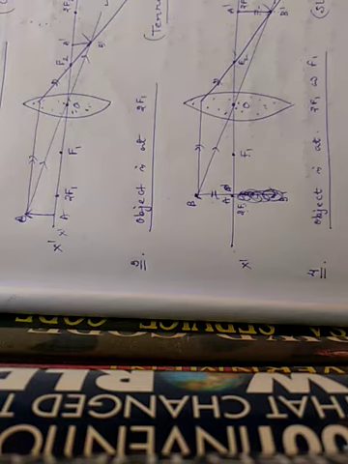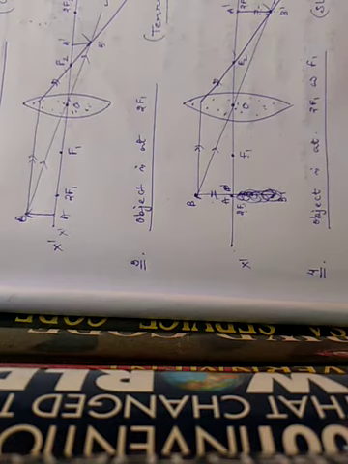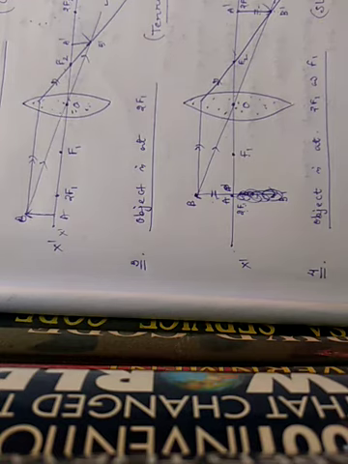Now we have to put the marks. Here is F2. Now we have to mark 2F2. Where should we put the 2F2? Here or here? Now you recall the formula. The object is between F1 and 2F1, so the image should be at infinity and 2F2. That means the 2F2 point should be here. So according to that, you can put it here.